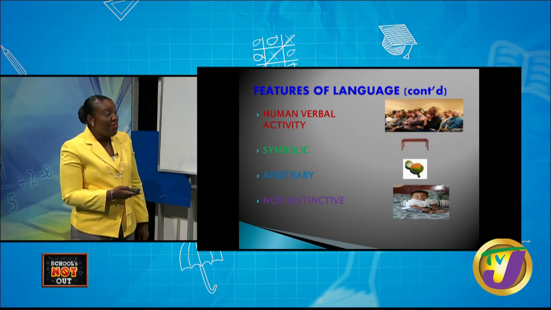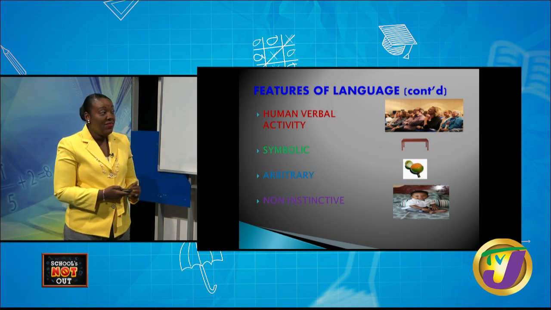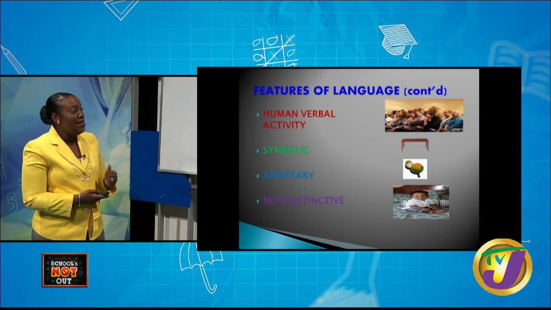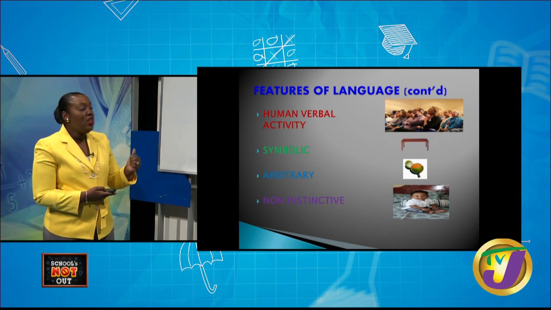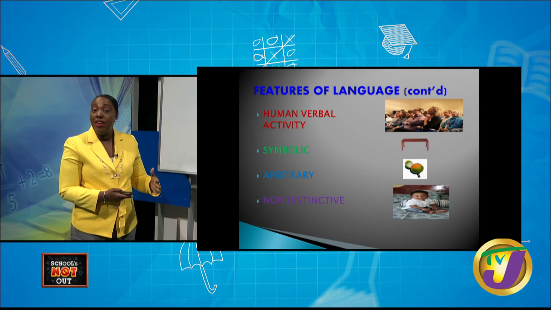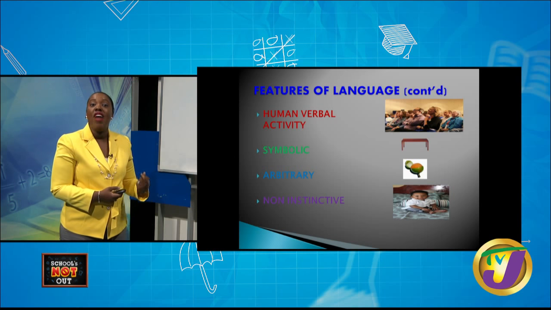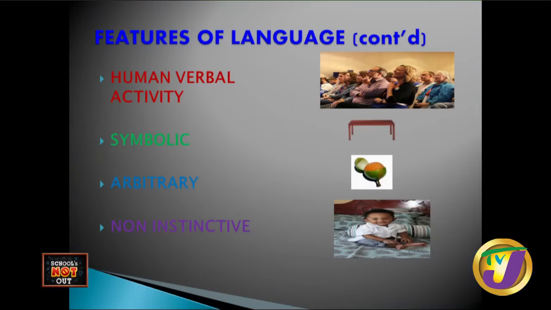So just before the break, we started looking at features of language. We looked at the fact that it is human verbal activity. We looked at it being symbolic, and we stopped at it being arbitrary, saying that language is random. And so students, why we say it is random is that in different languages, words may have different meaning.